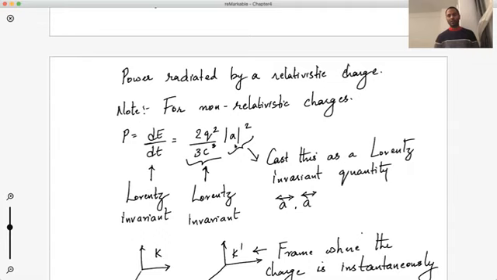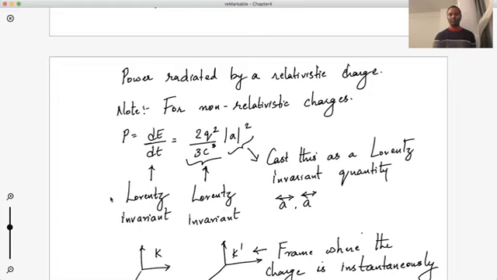Now, a common trick to go from a relativistically incorrect expression to a relativistically correct expression is to use the concept of Lorentz scalars and how different things transform from one frame to the other. You know that power is Lorentz invariant. dE by dt is Lorentz invariant. It doesn't matter which frame you're in; this value must be the same. 2q squared by 3c cubed are constants of nature, so these are also Lorentz invariant.